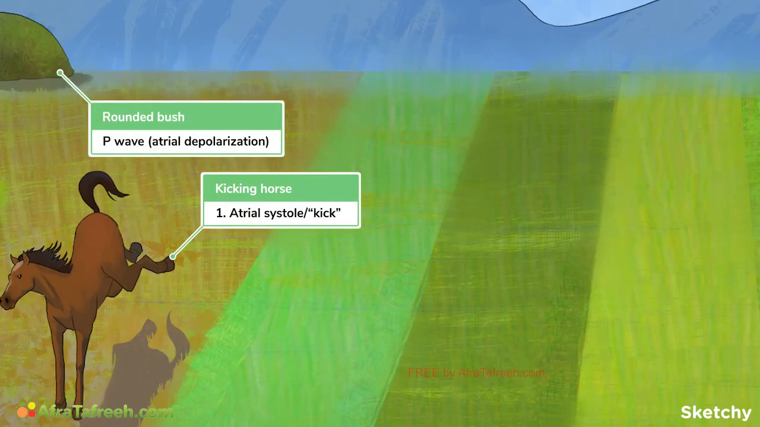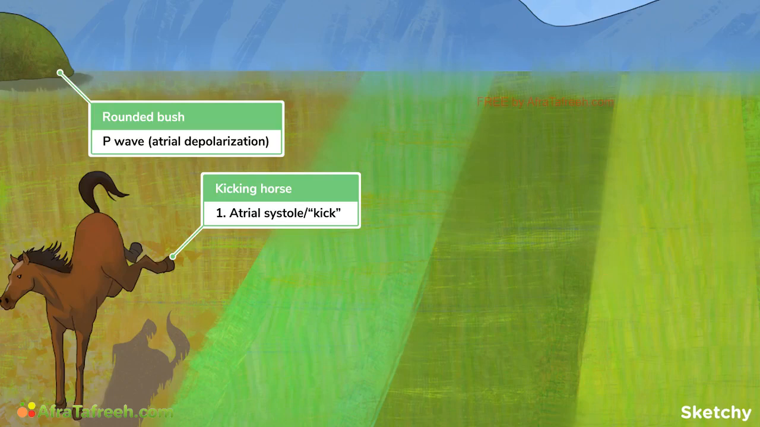This phase is directly preceded by the P wave on the ECG, which represents the electrical activation or depolarization of the atria. It also happens to look a little bit like this rounded bush in the background. Note, going forward, each part of the ECG will be illustrated on this horizon line. This depolarization is translated into atrial contraction, which causes atrial pressure to rise and blood to be forced through the AV valves into the ventricles.